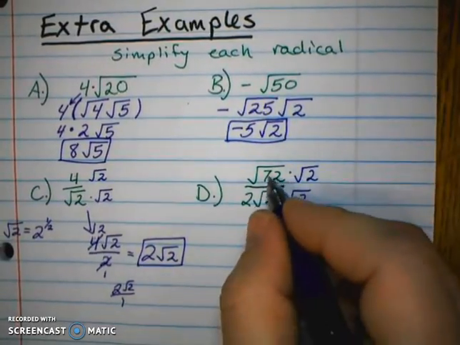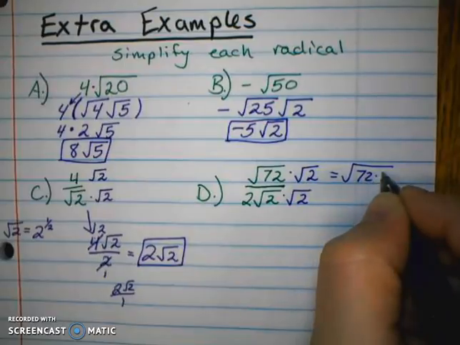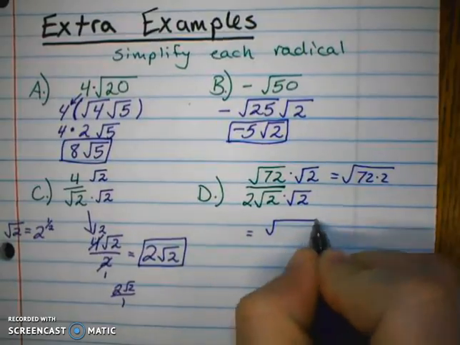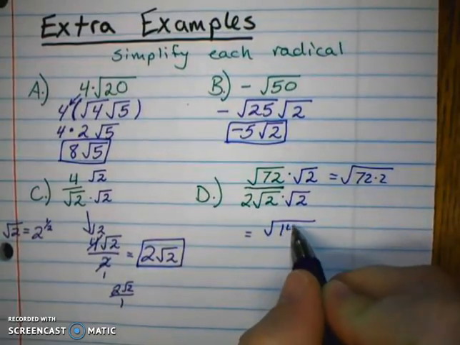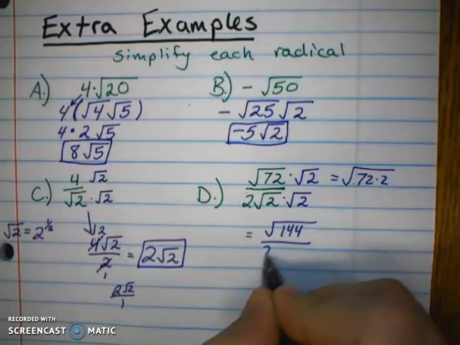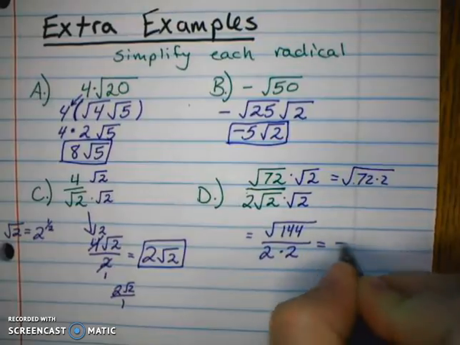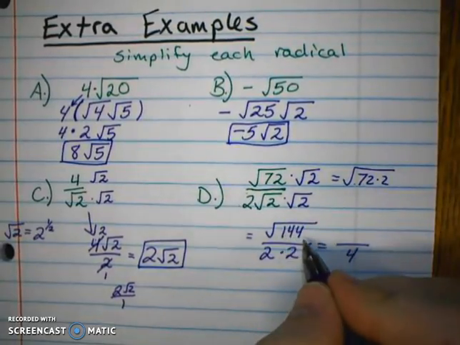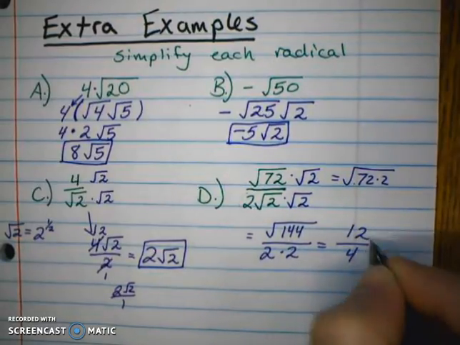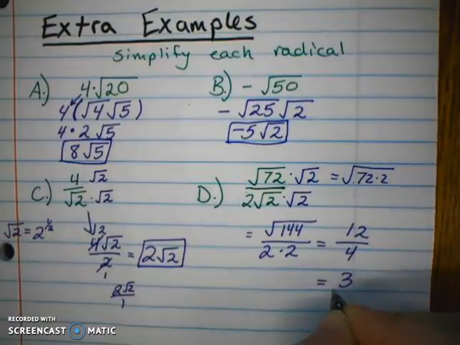On the top, we can do root 72 times root 2 underneath the same radical. We can just do 72 times 2. Okay? So that on the top part becomes the square root of 144. 72 times 2 is 144. On the bottom, we still have this 2, and now root 2 times root 2 gives us another 2 to multiply, which is 4. But the square root of 144, you should recognize, is a perfect square. The square root of 144, then, is 12, and we're not done until we actually divide these because they can be simplified. We get 3.